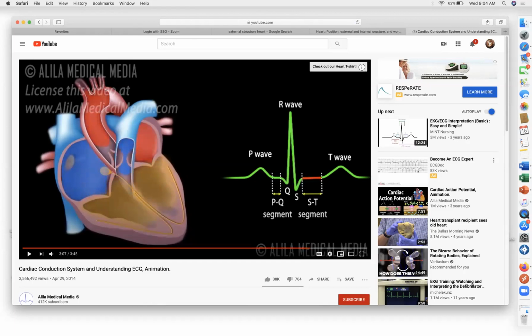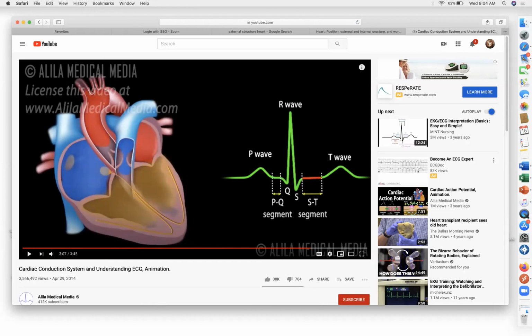Now, remember we talked about the ventricles? Now, again, these waves won't be on your exam, but it'll help you understand the electrical conductivity of the heart. But definitely, you'll be tested on what are the parts and what's the order of the electrical signal. And I'll show you a picture momentarily.